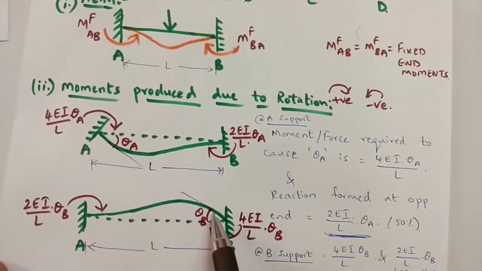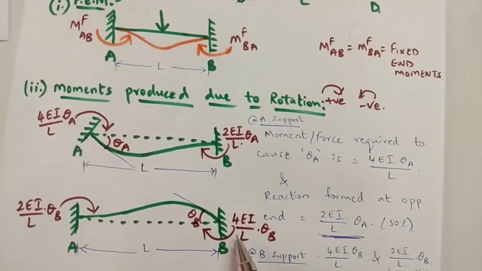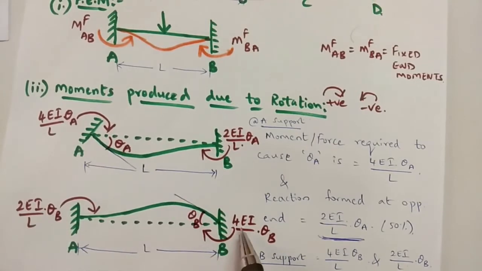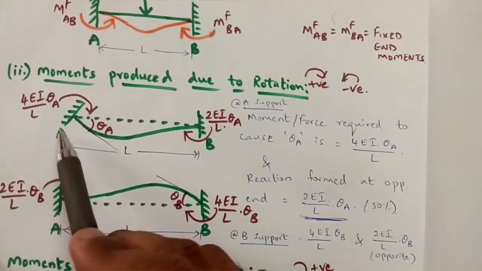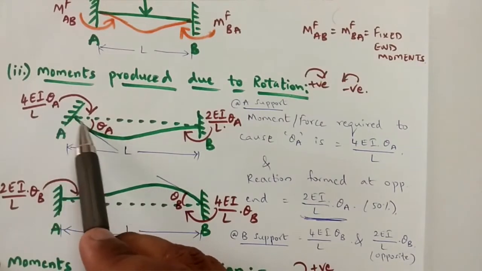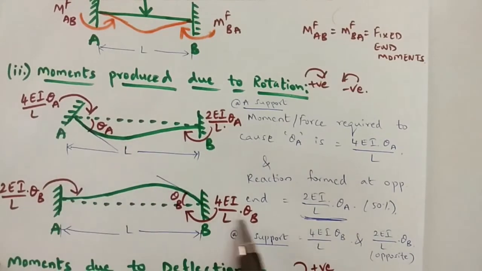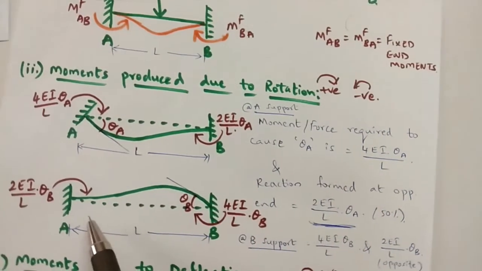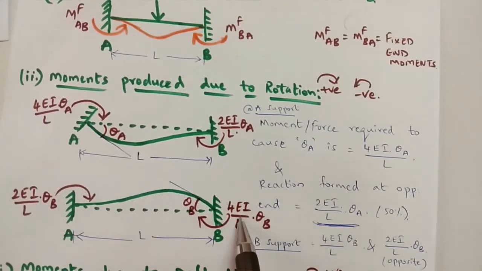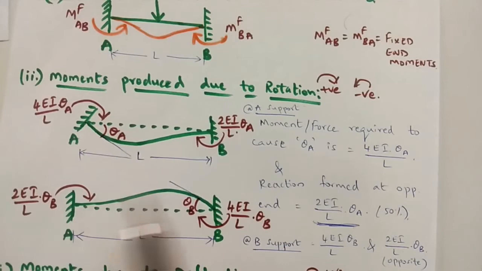So this is making an angle theta B. In order to produce this angle theta B, I am applying a force or moment at this support condition, that is 4 EI by L into theta B. Here I got at this support 4 EI by L into theta A with respect to A support. Here I am getting theta B, 4 EI by L into theta B. So the reaction formed at the opposite end, that is A, will be half of this value, that is 2 EI by L into theta B. So half of this 4 EI by L into theta B will be 2 EI by L into theta B. This is the reaction formed at the opposite end, reaction moment, half of this moment.